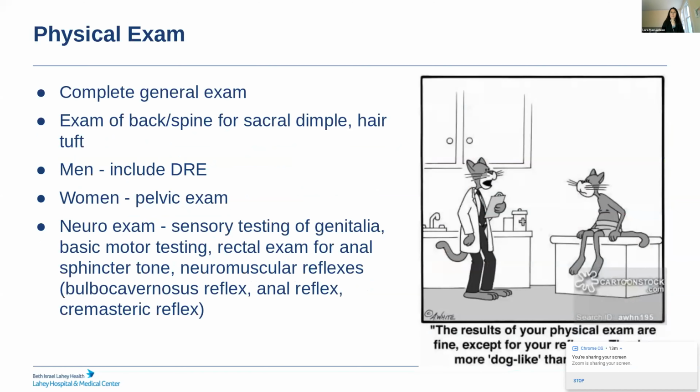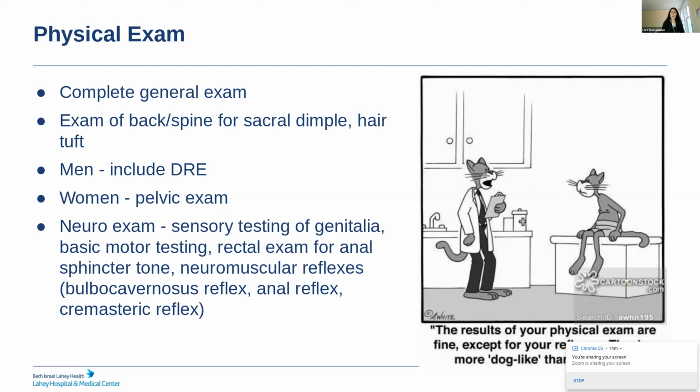As far as the physical exam, you want to do a complete general exam. Specifically, you'd want to look at the patient's back and spine and see if there's any sacral dimpling or hair tuft. That might be an indication that they have spina bifida. In men, you'll want to include a DRE and a prostate exam to assess their prostate size. In women, you'll want to perform a pelvic exam. And you'll also want to perform a basic neuro exam specific to these neural pathways.